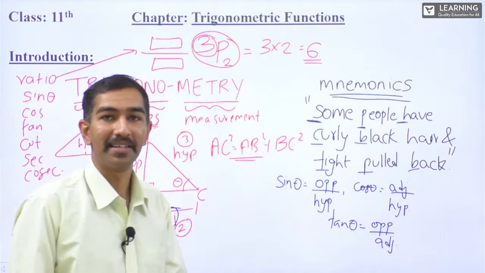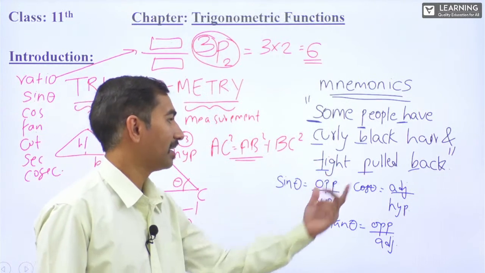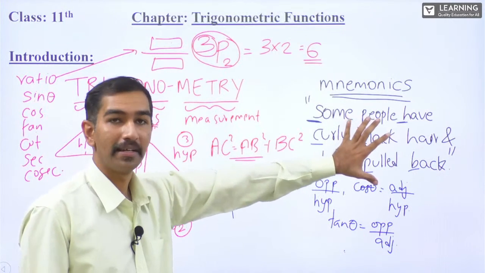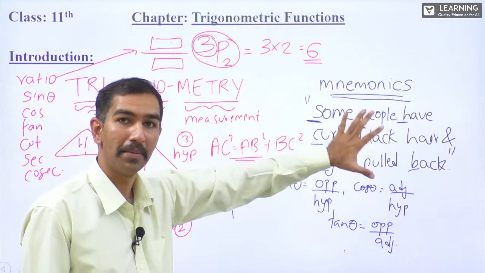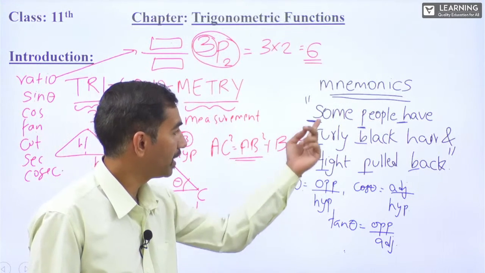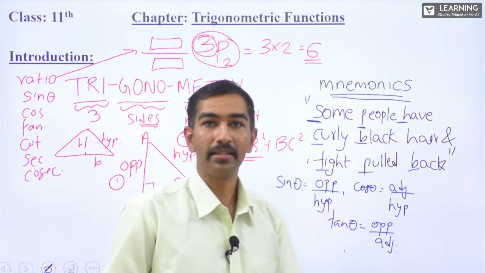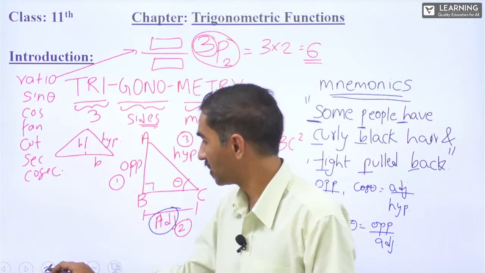See, very simple, right? Some people have curly black hair and tight pulled back. Sin theta, cos theta, tan theta we derive from these three sentences. Very simple sentence, students. Just memorize this. So you will be getting these three ratios from these three sentences. Now going on to the next three ratios, which are cot, secant and cosecant.